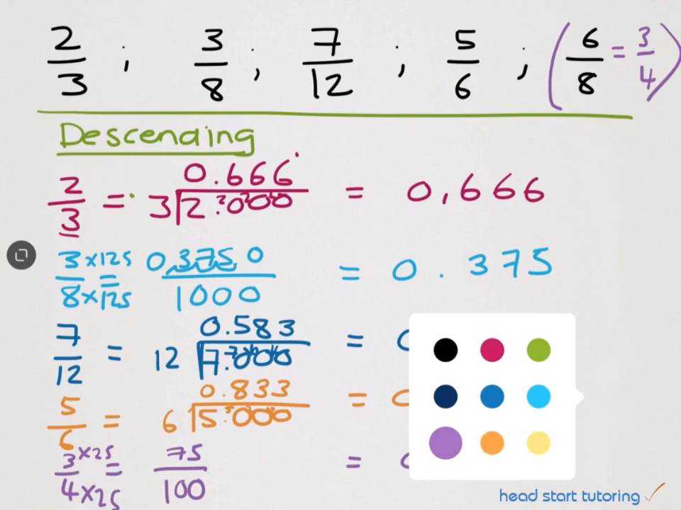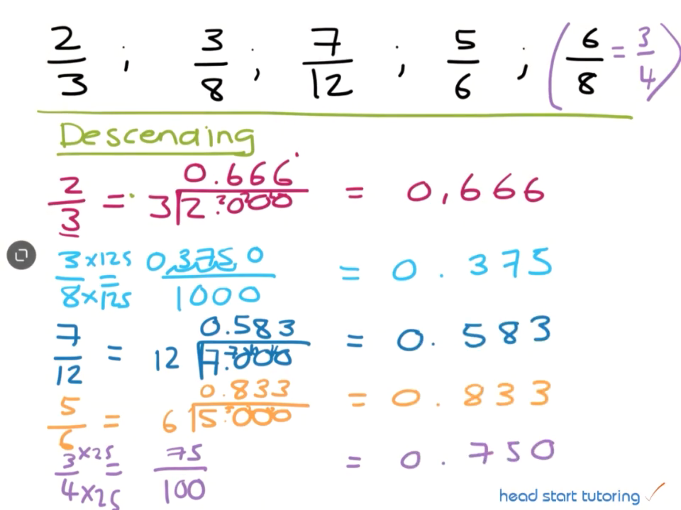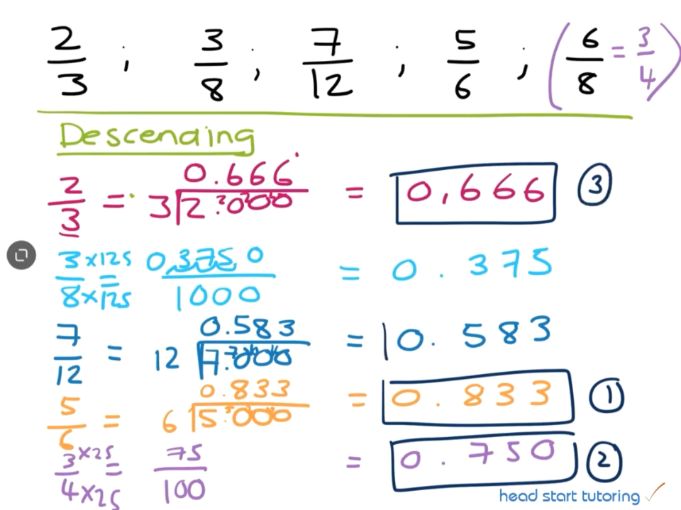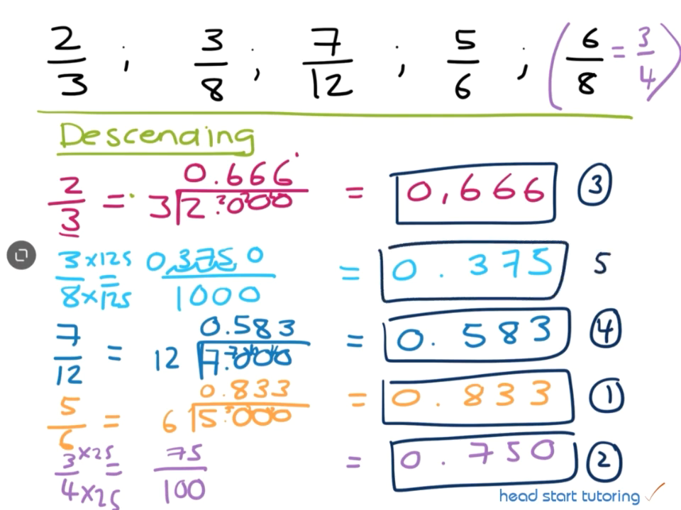So let's eliminate them one by one, going from biggest to smallest. So the biggest number we can see is, I beg your pardon, our 0.833. So that is our biggest number. Then we've got our 0.750. Then we've got our 0.666. Then our 0.583. And then our 0.375.